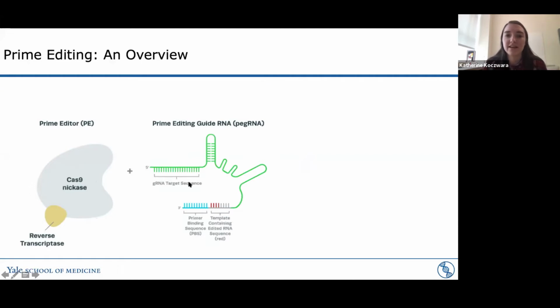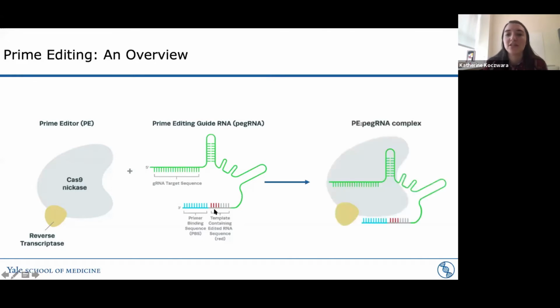And additionally, there is a guide RNA that has not only the guide RNA target sequence that will bind to the place in the GNE gene within the DNA, but also a template containing the sequence that we want to change the DNA to. So in our case, we put the healthy GNE sequence in this part of the RNA to then correct it from the mutation into the healthy cell line. And these two components form a complex within the cell.